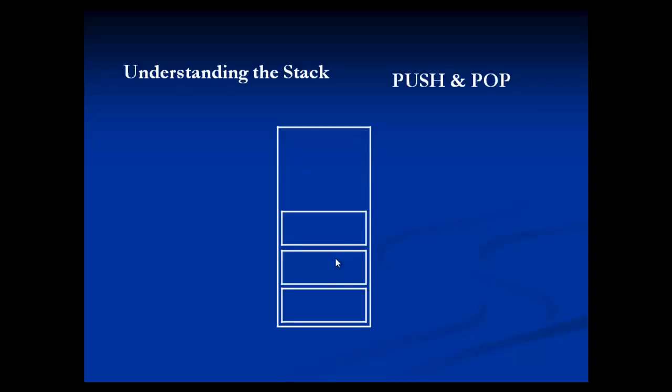Now we have one more operation, that is pop. Pop will remove one item from the top of the stack and put it in a register. It means if we try to pop the element from the top of the stack, it will be removed like this, and if we try to pop one more element, it will be popped out from the top of the stack like this. So this is how the pop operation works.